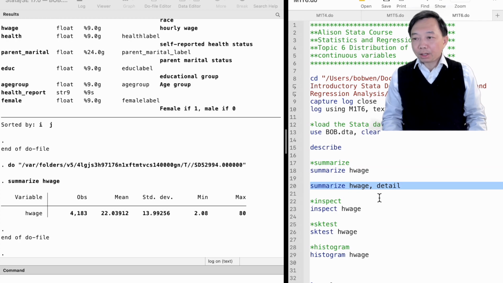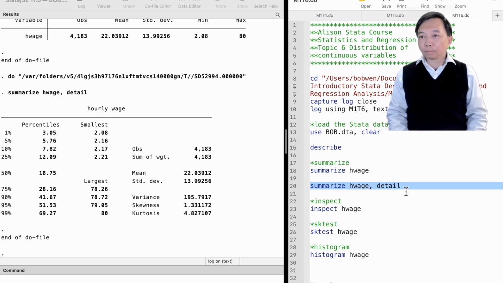We can use the detail option to obtain more information. The percentiles tell us the value of each percentile. The 50th percentile, which is also known as the median, is $18.75.